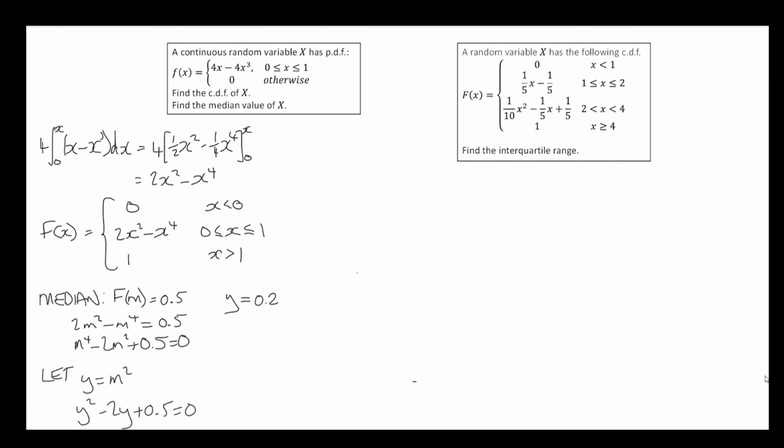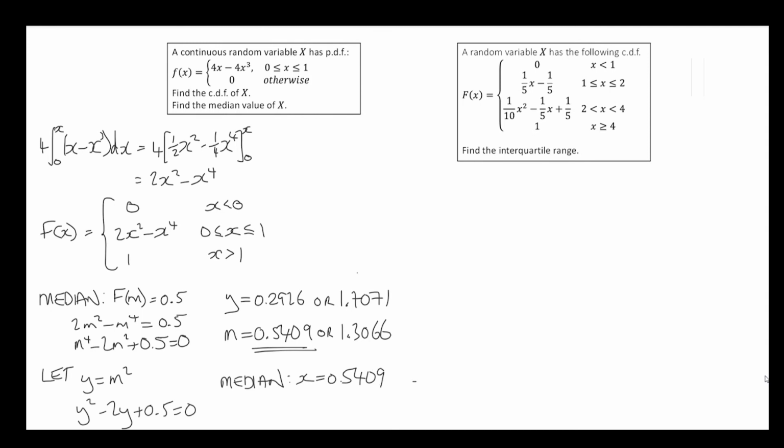Solving this, I get y values of 0.2926 and 1.7071. Square rooting each of these gets me 0.5409 and 1.33066. Checking the original limits, 1.3 is beyond the valid range, so I know that the median value must be 0.5409. We can test this value by substituting it into the cumulative function, and we get very close to 0.5. It's only a rounding error that moves us off of 0.5. So this is how we process the median.